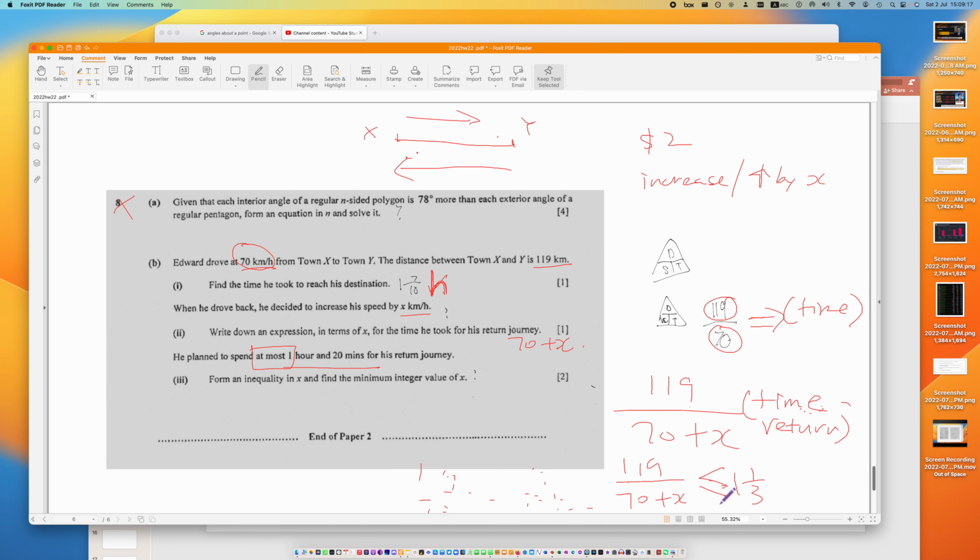But never mind about this inequality first. You need to know what is at most and what is at least. At least means must be more than, so that means it's bigger than or equal. So basically, until today, you don't know what is at most, you don't know what is at least. At most means smaller or equal. At least means bigger or equal.